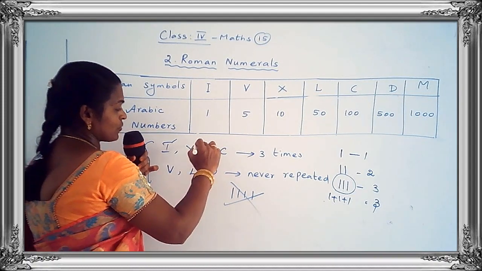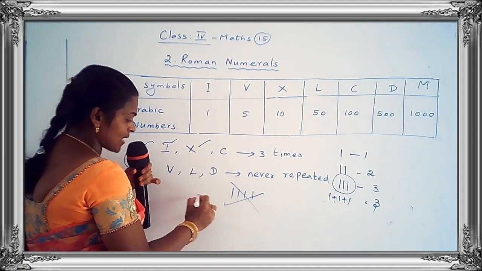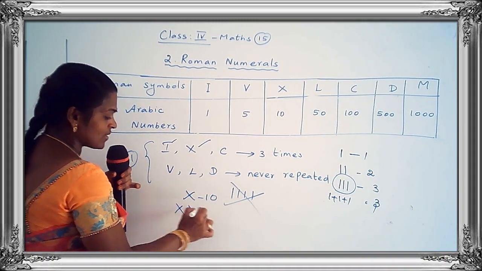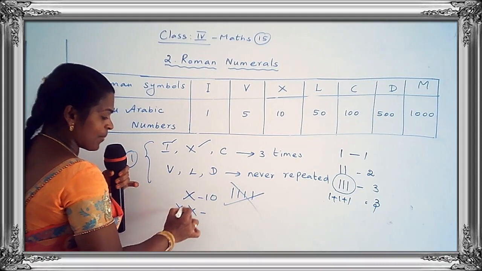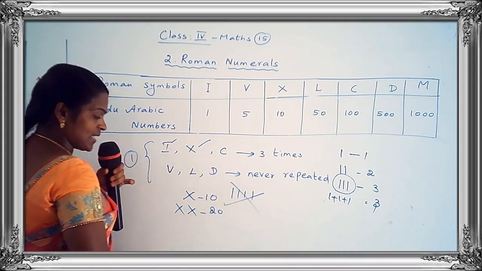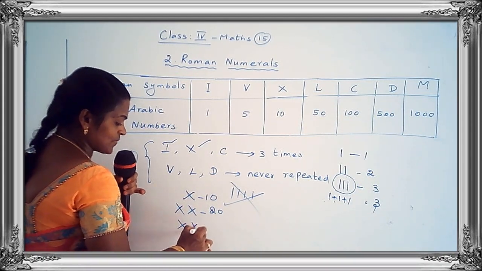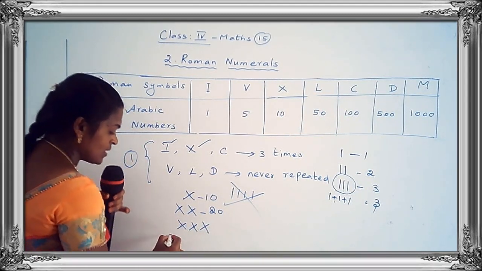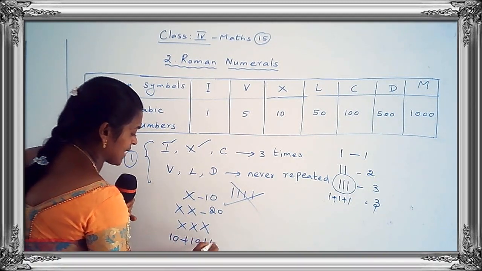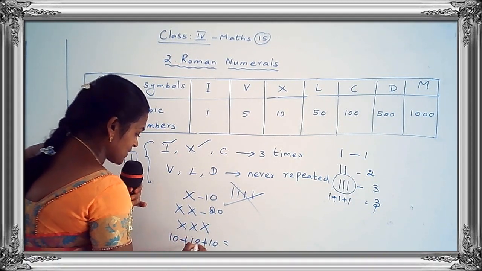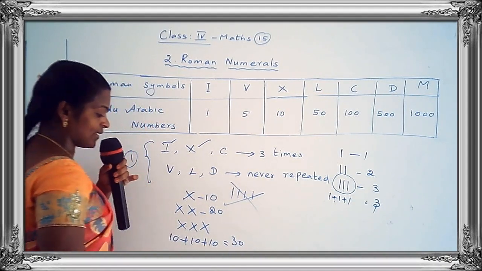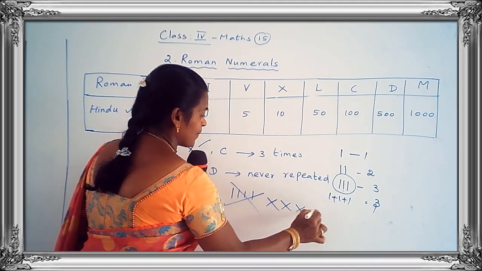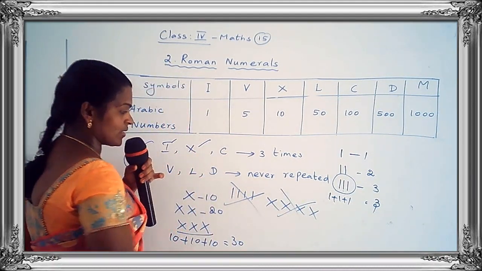Now next you come to X. X also same. X stands for 10. Suppose 2 times X is there, that means 10 plus 10 is equal to 20. Suppose 3 times X, 10 plus 10 plus 10 is equal to 30. So 4 times X is not a Roman numeral. Why?